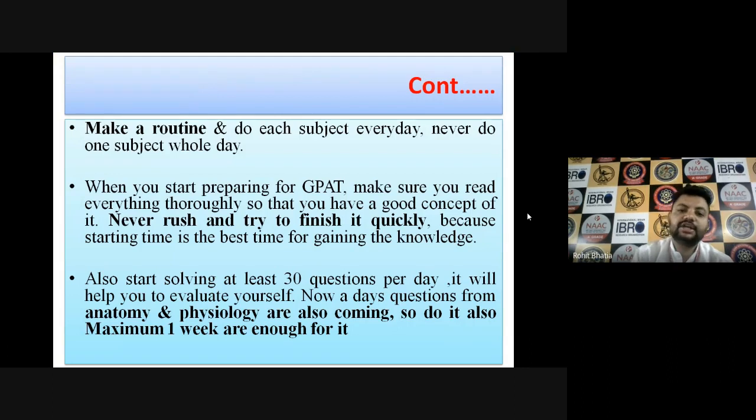So make a routine and do each subject every day. Never do one subject the whole day. Don't take one subject each day. Divide your schedule into smaller parts. Never rush and never try to finish it quickly. Go deeply. Also start solving at least 30 questions per day. It will help you to evaluate yourself.